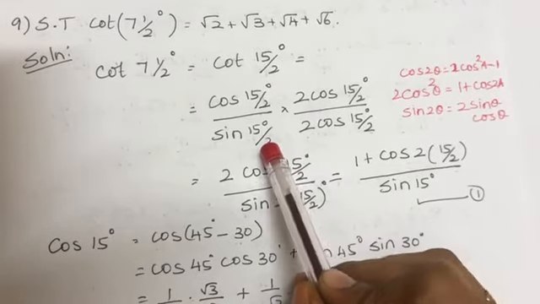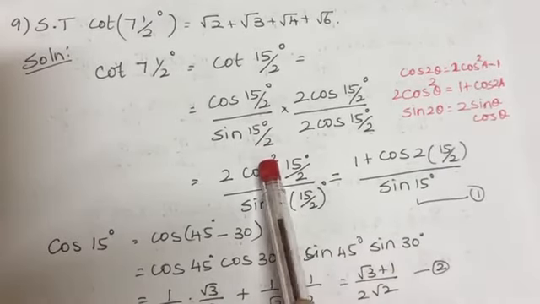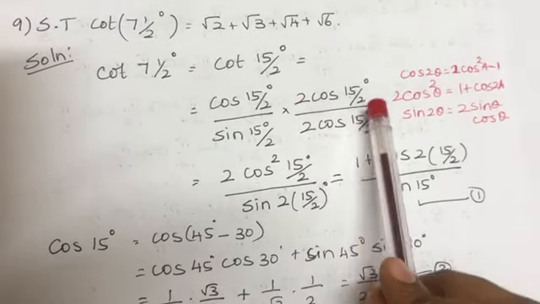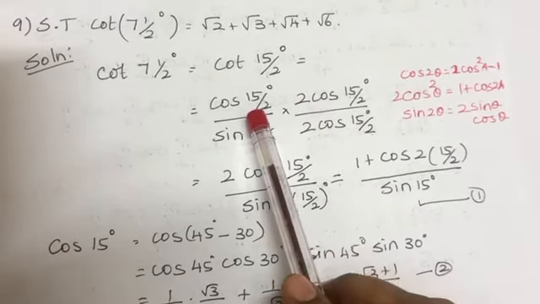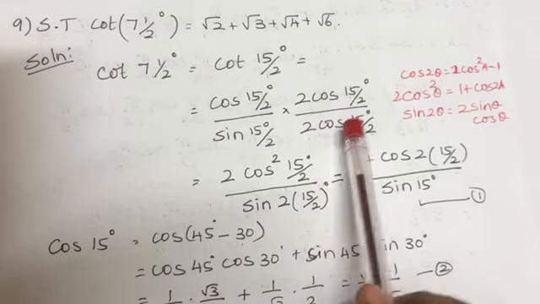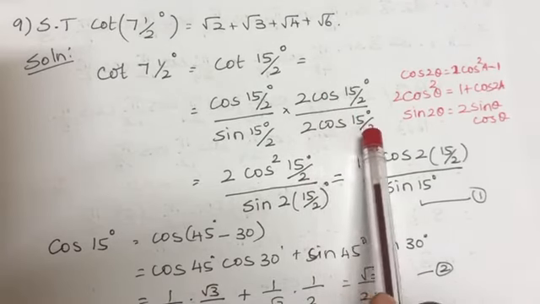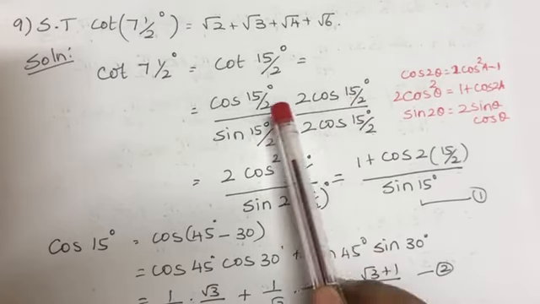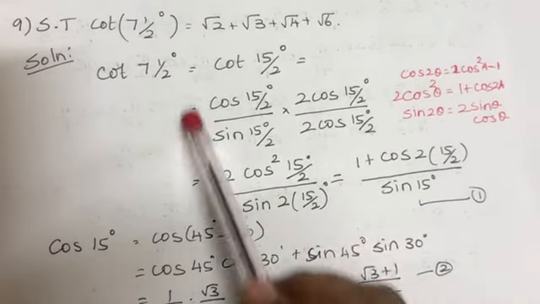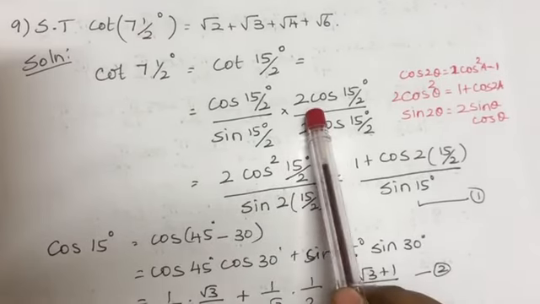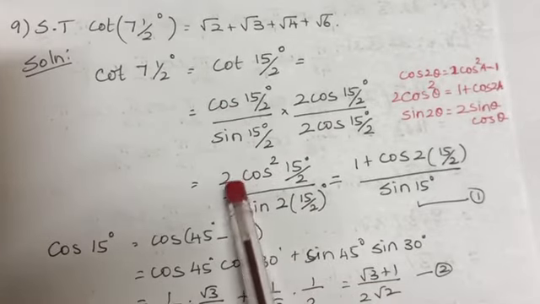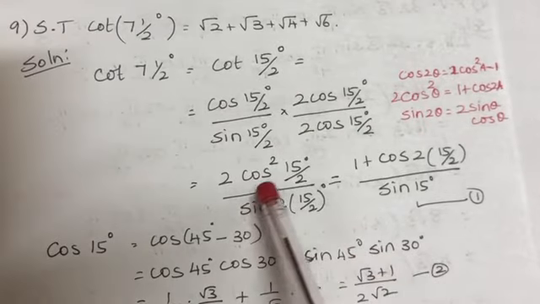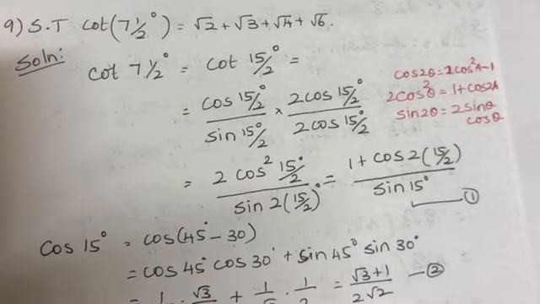I multiply the numerator and denominator by 2 cos theta. Okay. So, 2 cos 15 by 2, here theta is 15 by 2. So, 2 cos 15 by 2 divided by 2 cos 15 by 2. If I multiply the numerator and denominator by the same value, the whole value does not change. Now, in the numerator, it is 2 cos square 15 by 2, 2 into cos square 15 by 2.